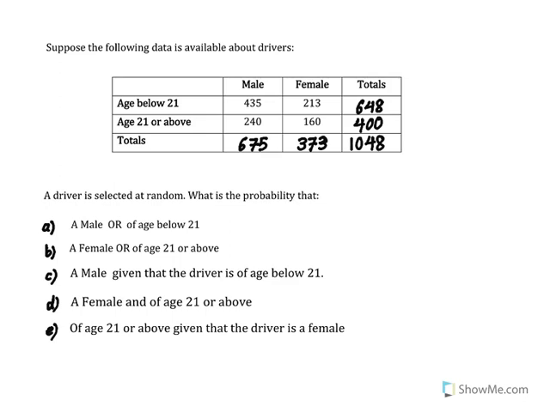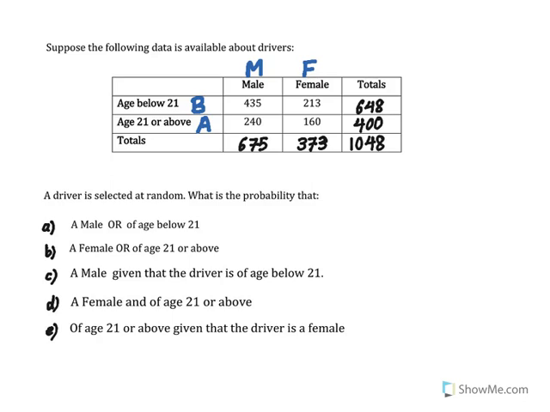Now, before we continue solving, let us give names for the events. So for male, I will use M. For female, I will use F. For age below 21, let's use B, meaning below 21. And if the age is 21 or above, let's say A, meaning above 21. Now the question is, a driver is selected at random. What is the probability that? And then we have 5 sub-questions. We're going to solve them one by one.